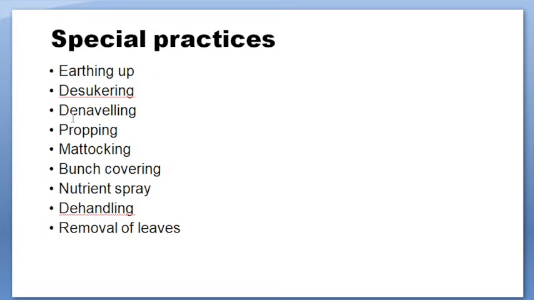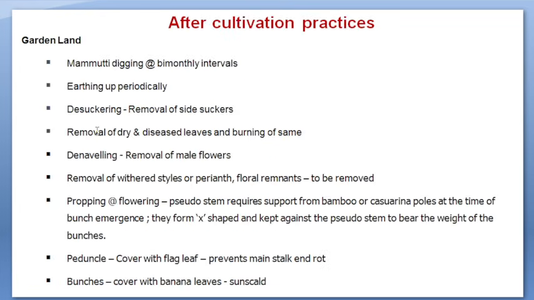Denavelling means removal of the male part before the harvest of the bunch. Propping means giving support. Mattocking means cutting the pseudostem after harvesting the bunch. So these are some special horticulture practices, very important in case of banana. Also the varieties belonging to the diploid group and triploid group are very important, and also value added products. So this is all about banana cultivation.